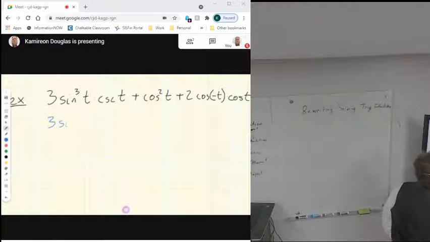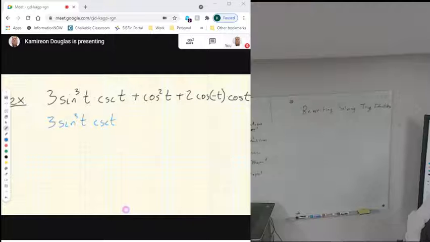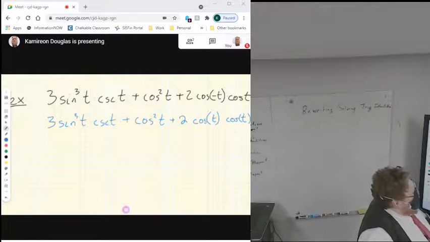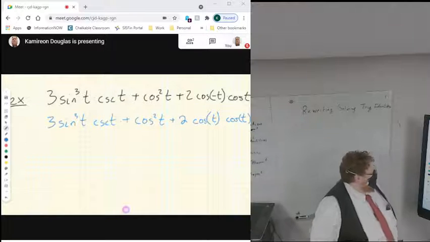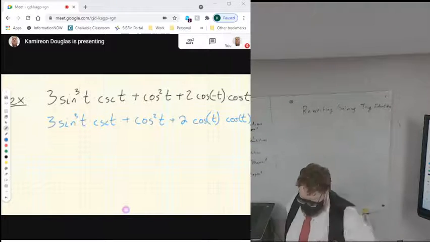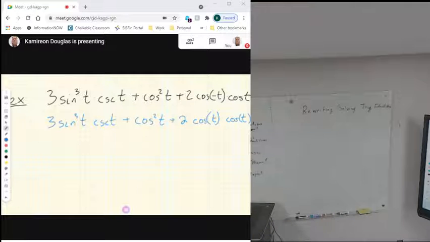So 3 sine cubed of t times cosecant of t plus cosine squared of t plus 2 cosine of t times cosine of t. The negative goes away because it is an even function. I'm left with that. So far, I've reduced the complexity. What next?